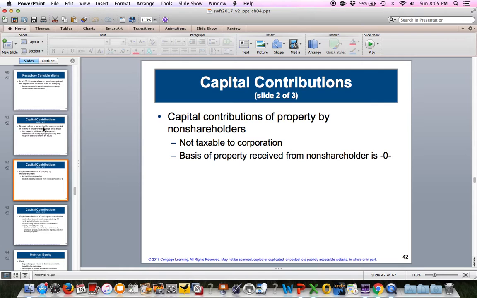Capital contributions of property by non-shareholders are not taxable to the corporation. The basis of property received from a non-shareholder is zero. That's kind of a key thing to remember, I believe. So it's capital contributions, non-shareholders, not taxable to the corporation. Basis received from a non-shareholder now becomes zero.